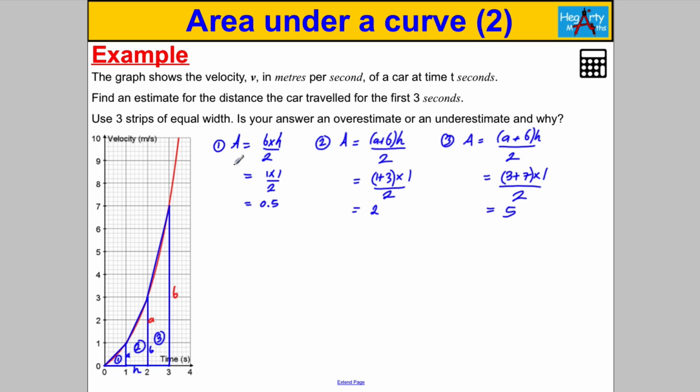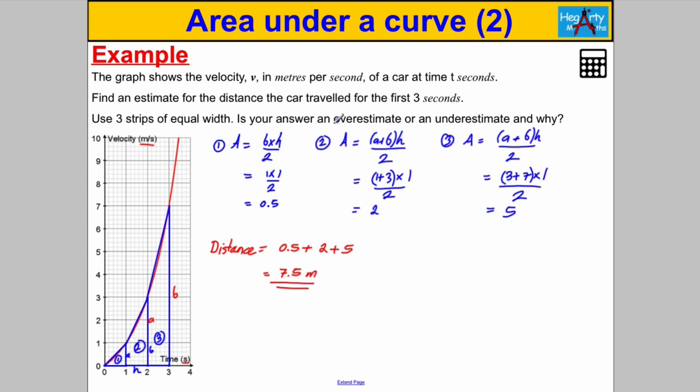Now, it didn't ask us to work out areas as such. It said, what is the distance travelled? So an estimate for the distance travelled is going to be the sum of these areas. So 0.5 add 2 add 5. And when we do that, we're going to get ourselves 7.5. Because the speed is in meters per second and the time is in seconds, the unit of distance here is going to be meters.